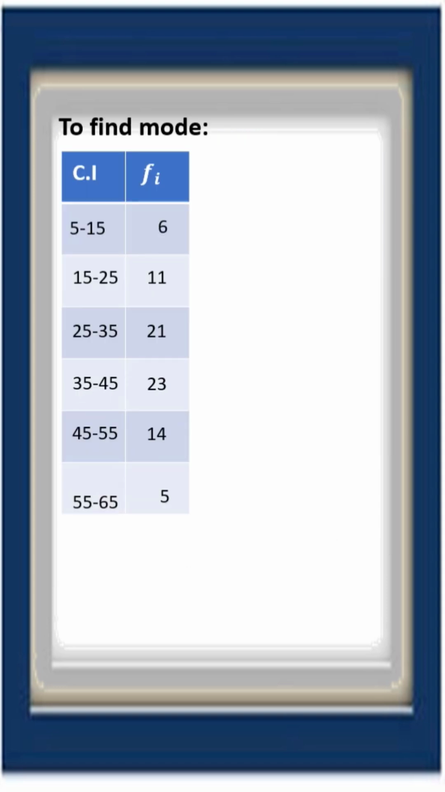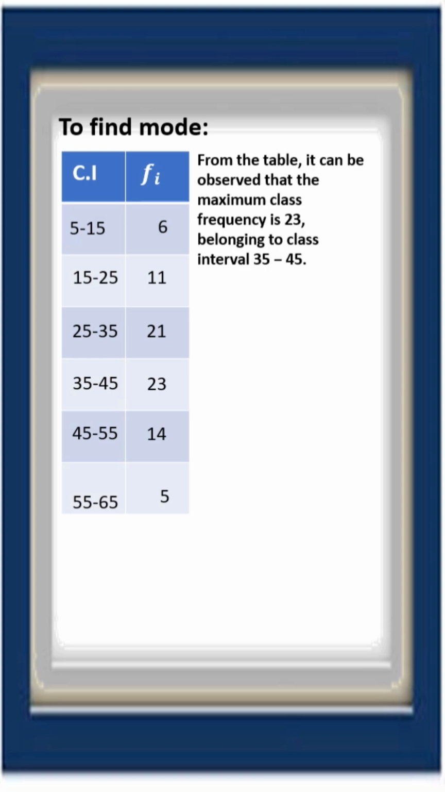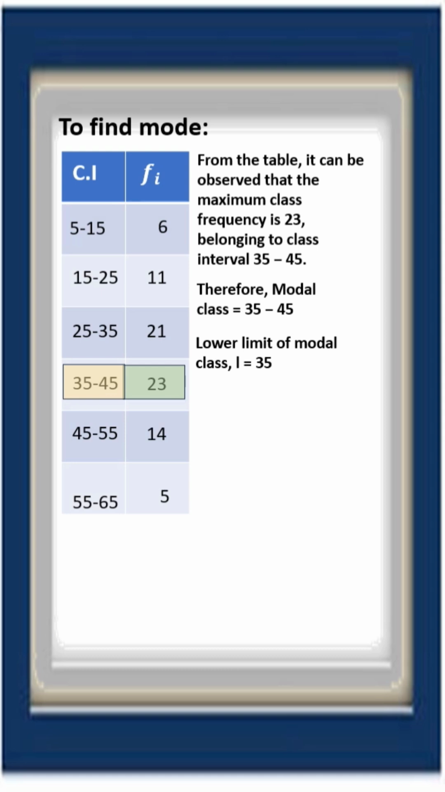Now let us find the mode. Let us have class interval in the first column and the frequency in the second column. From the table, it can be observed that maximum class frequency is 23, belonging to the class interval 35 to 45. So modal class is 35 to 45 and lower limit of the modal class L is 35. Frequency of the modal class F1 is 23.